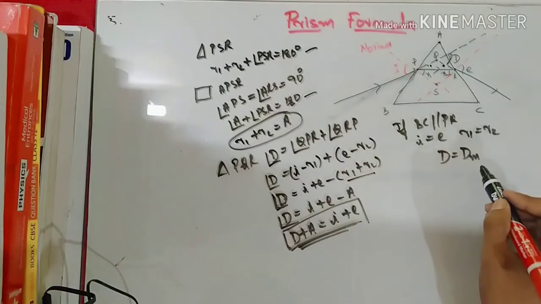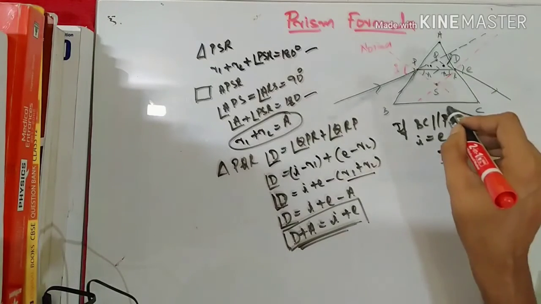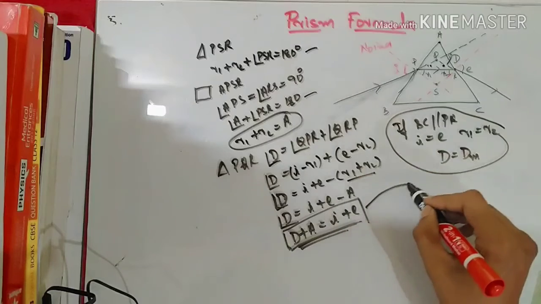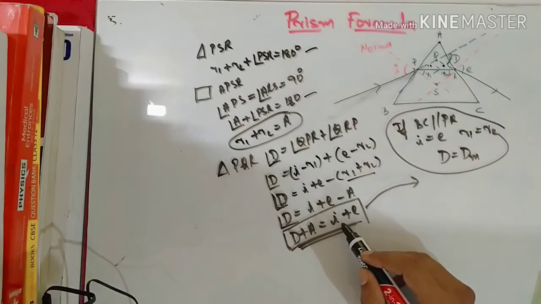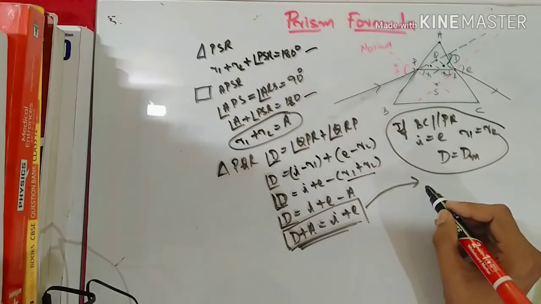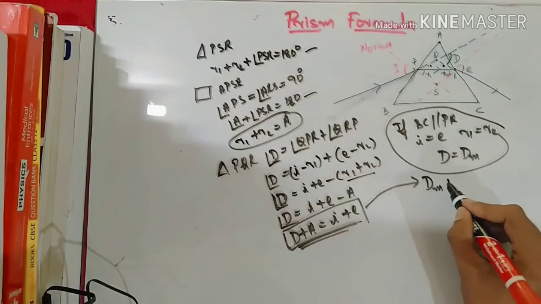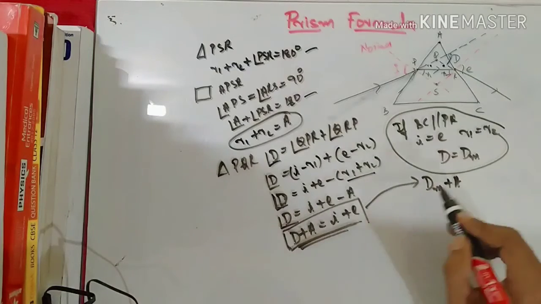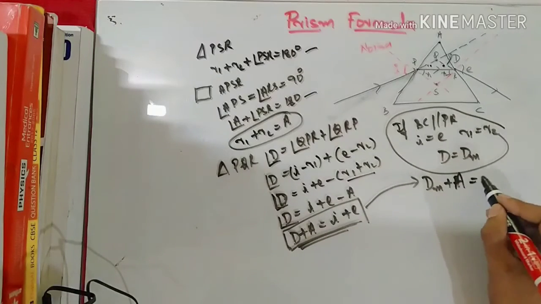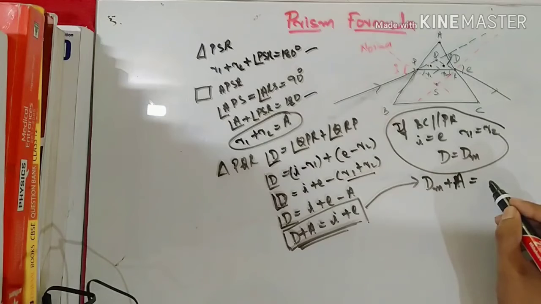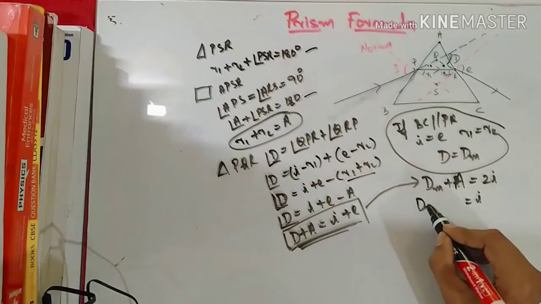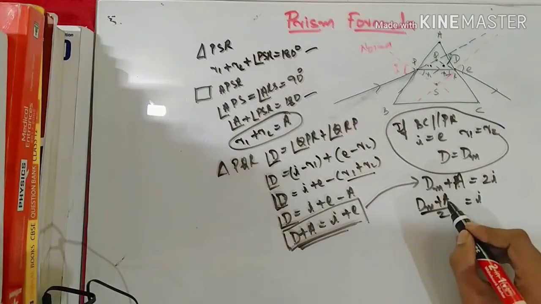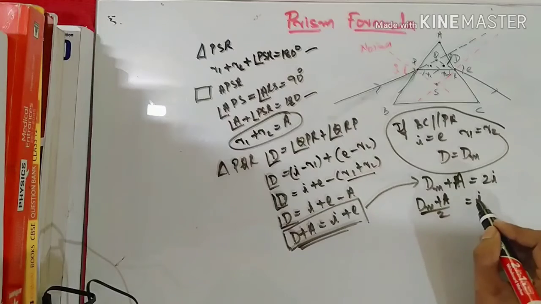Then substituting this case in this equation, we get D plus A equal to I plus E. In that equation, D can be replaced as dm. So dm plus A is equal to, what is I plus E? I plus E can be rewritten as 2I. Therefore, I is equal to (dm plus A) by 2. Thus, we obtain the angle of incidence.